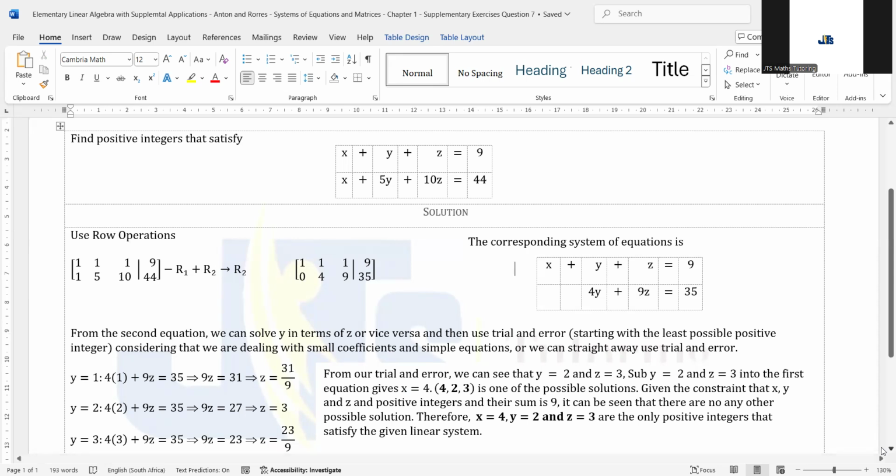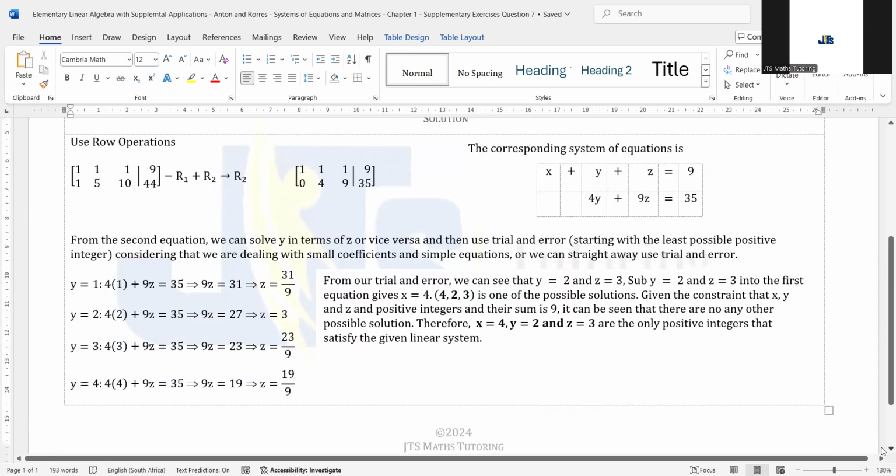All right. So I'm looking here at the least possible positive integer, which is 1. If you plug that in, you can see here that z is not going to be an integer. If I plug in y is equal to 2, I can see that z is actually going to be 3. If I plug in y is equal to 3, z is going to be 23 over 9. If I plug in y is equal to 4, z is going to be 19 over 9, of which I can see that y is equal to 2 is the value to take right here. So when y is equal to 2, my z is going to be equal to 3.